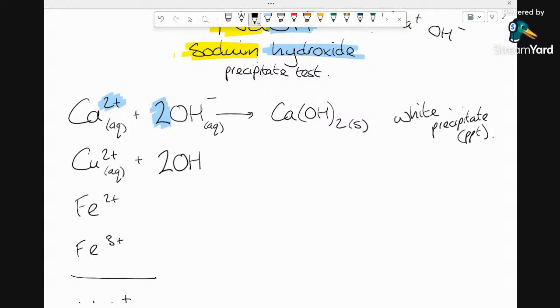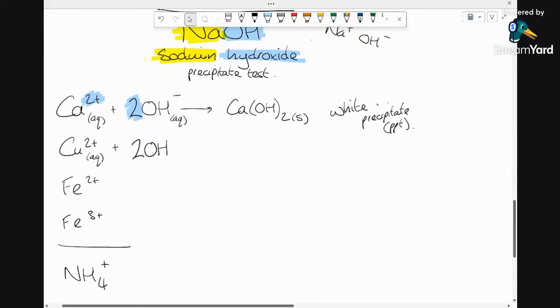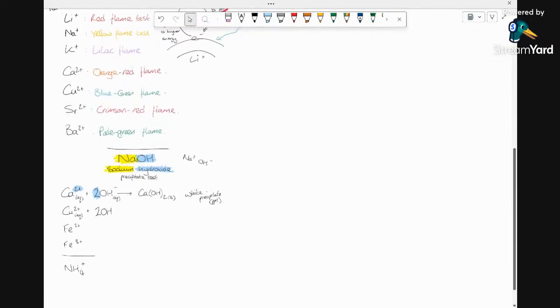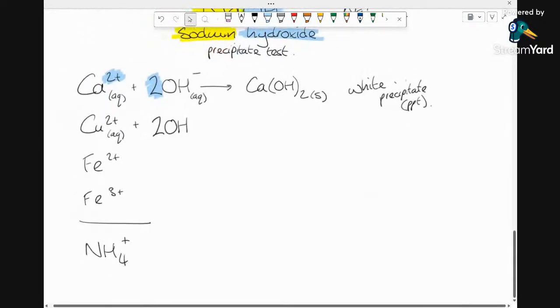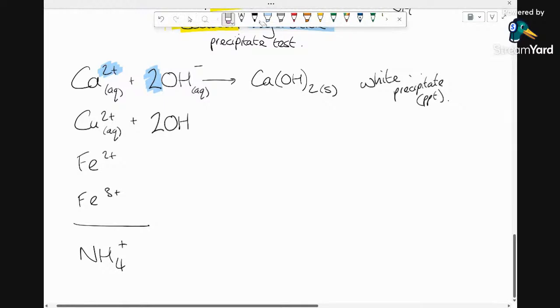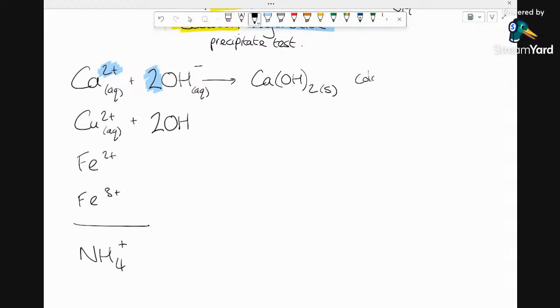Now this one's an interesting one. Now I said to you in the previous lessons, you should never give just one color. What actually we should be saying here is, in calcium's case, let's improve this. It will go from colorless Ca2+ aqueous, and it will become a white PPT, a white precipitate of calcium hydroxide.